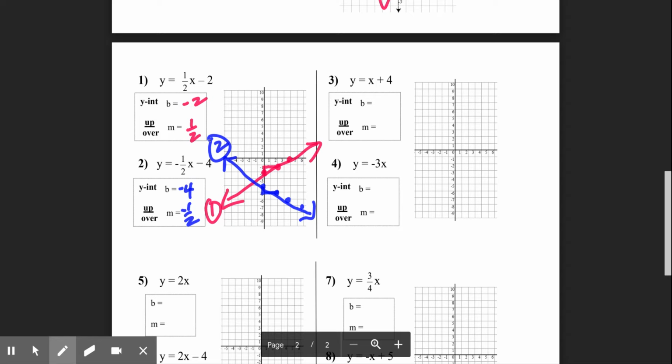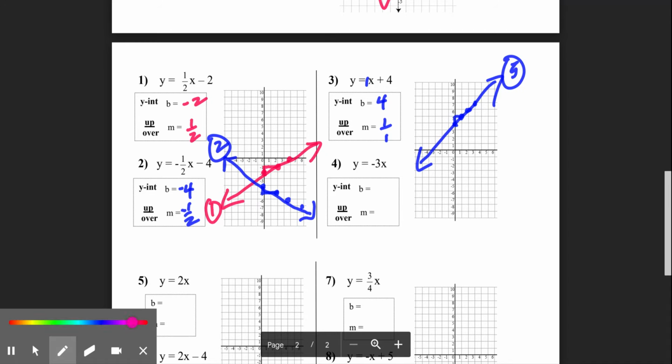All right, problem number 3, our b is 4. Our slope is 1, so that means 1 over 1. So we're going to start here at 4 on the y-axis, and then we're going to rise 1, run 1. Rise 1, run 1, rise 1, run 1. Okay, so this is problem number 3.